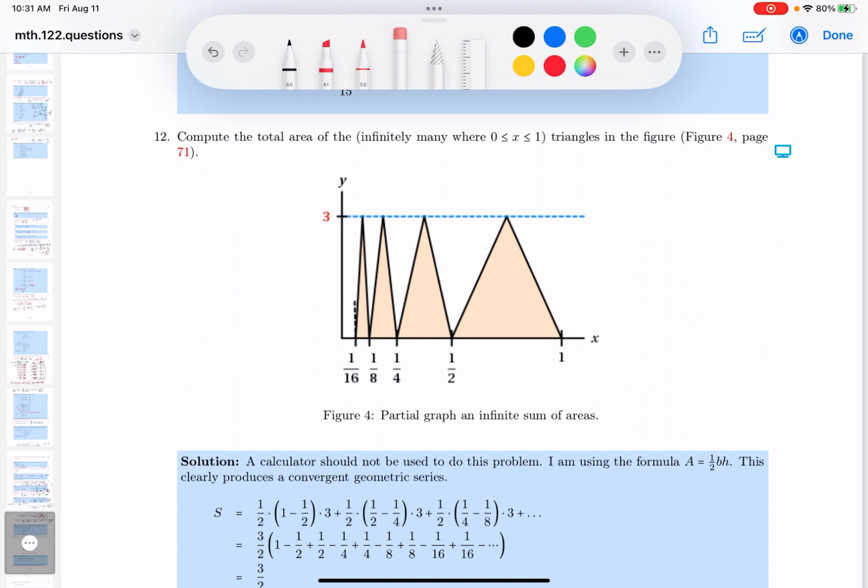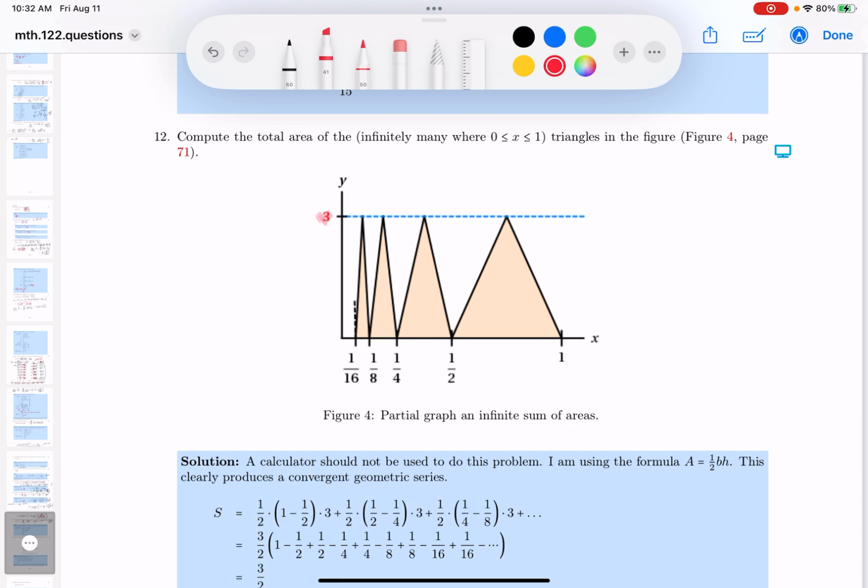Now, this problem is not unique to Rogawski's book. You would see this in other calculus books, which is remarkable. Most math books you're looking at, you're going to see not only the exact same problems, but similar problems. Certainly they may change the number up here, like a 3 to a 5 or whatever. It doesn't matter, but I've got to understand what they're asking me to do. And by the way, the picture is helpful. It says compute the total area of the infinitely many triangles in the figure.